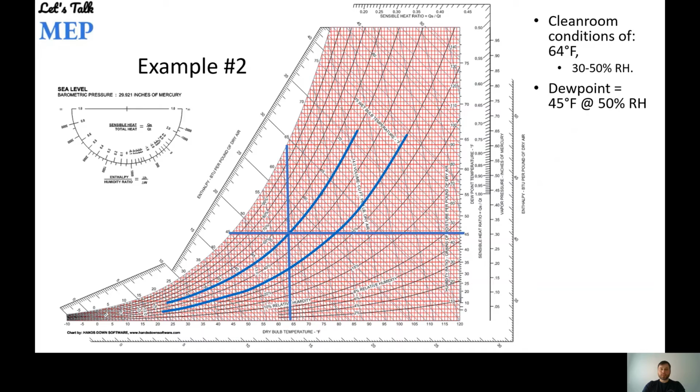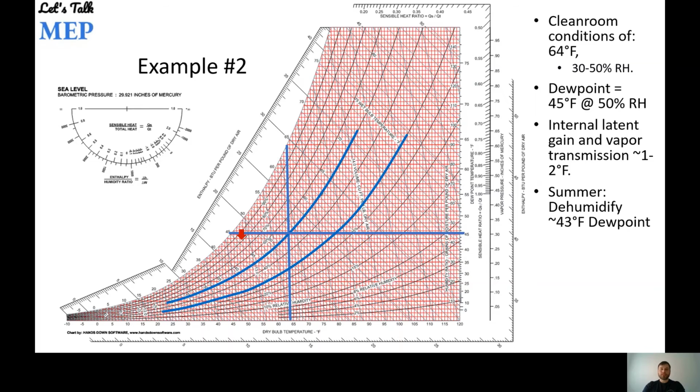So again, your dew point is shown here, 45 degree dew point at 50% relative. One thing to note, if you're selecting equipment for your dew point calculations, you need to remember that you have internal latent gain and vapor transmission. I typically use about 2 degrees. So in this case, when we want to dehumidify, I would like to supply a 43 degree dew point, so you have about 2 degrees of latent gain.